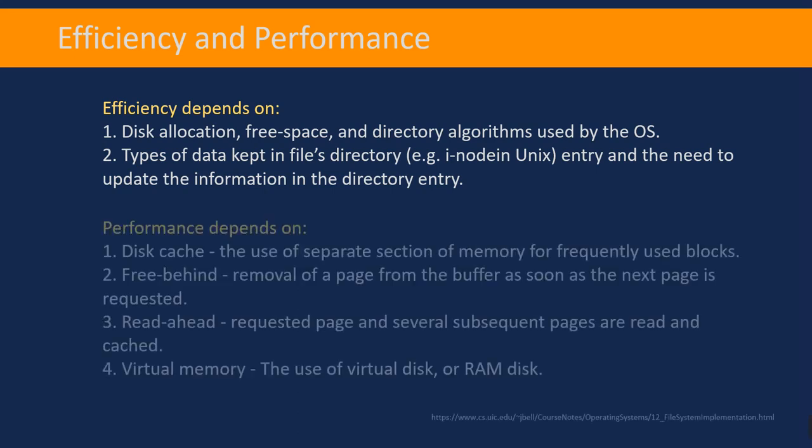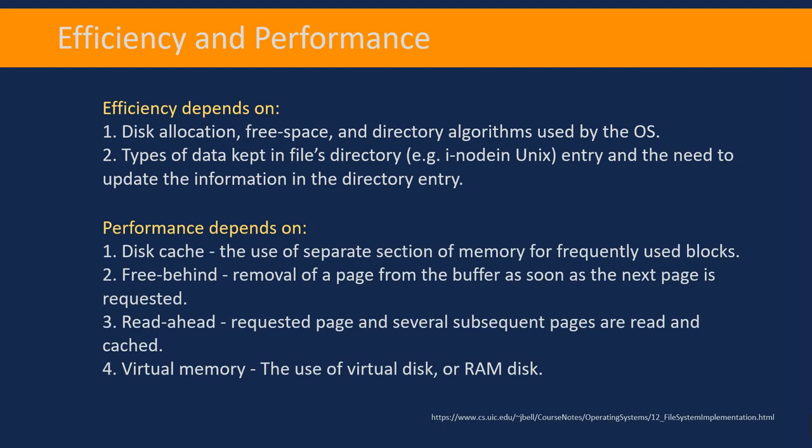On the other hand, performance depends on number 1, disk cache. This is the use of a separate section of memory for frequently used blocks. Number 2, free behind. Removal of a page from the buffer as soon as the next page is requested. Number 3, read ahead. The requested page and several subsequent pages are read and cached. So even before these pages are needed, they're already put in the cache ready to be used. Number 4 is the use of virtual memory.